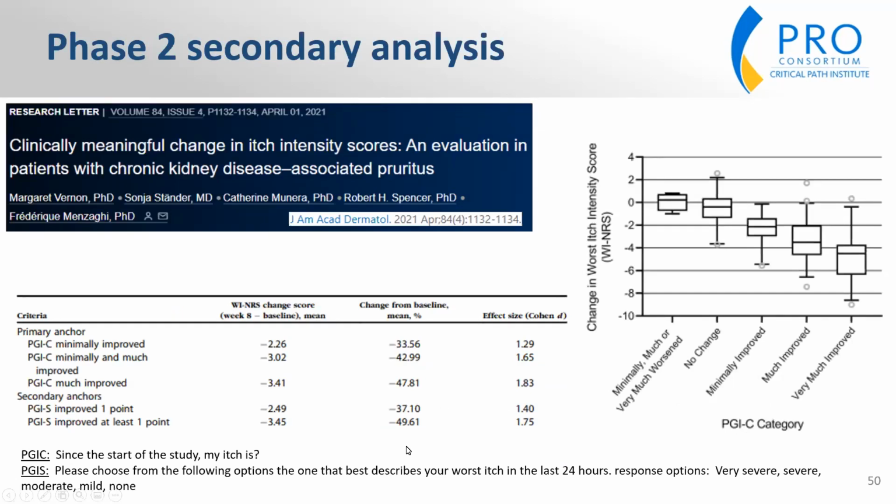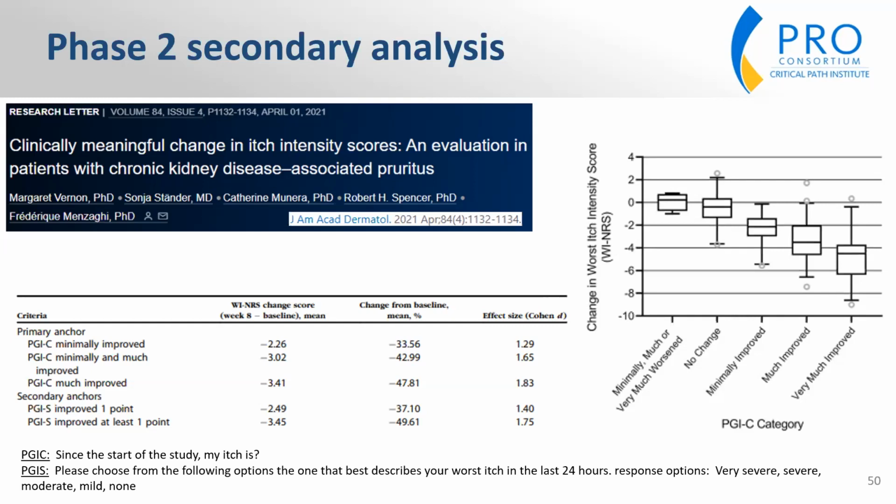So first, the phase 2 secondary analyses using a PGIC approach as well as a PGIS approach. Results suggested that among those patients who had a minimal improvement based on PGIC, their average change scores on the WI-NRS were around 2.26. And those who had achieved a much improved change on the PGIC had an average change on their WI-NRS of 3.41, so essentially ranging from 2.3 to 3.4. And then among those patients who improved at least 1 point on the PGIS, a 5-point response scale, their average change on the WI-NRS was about 2.5.